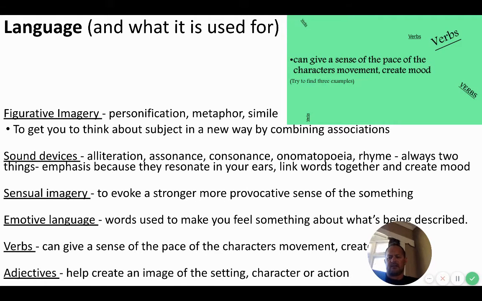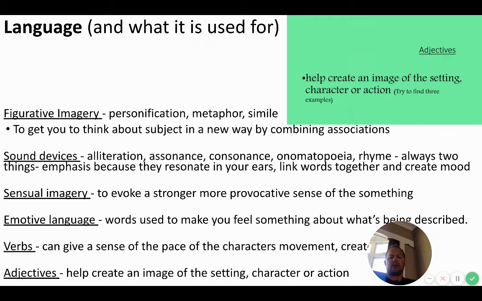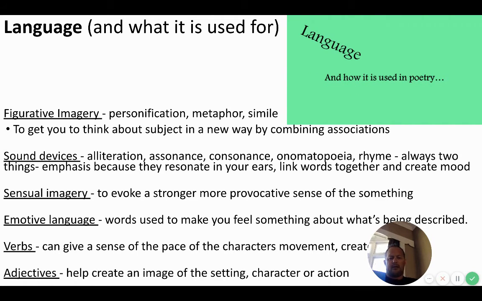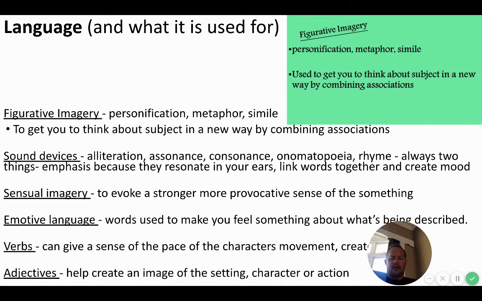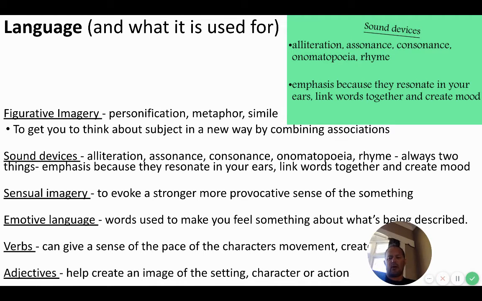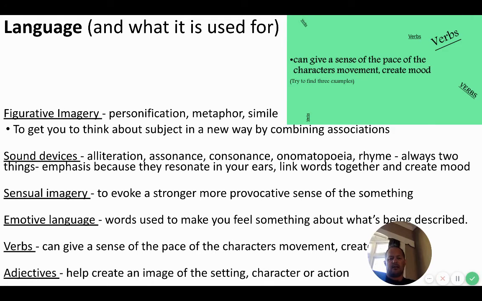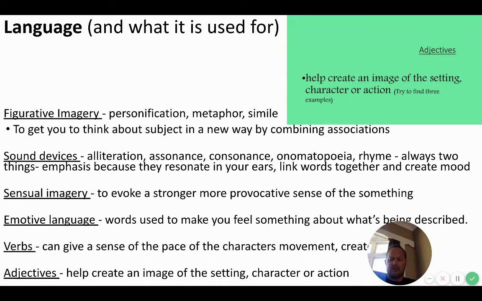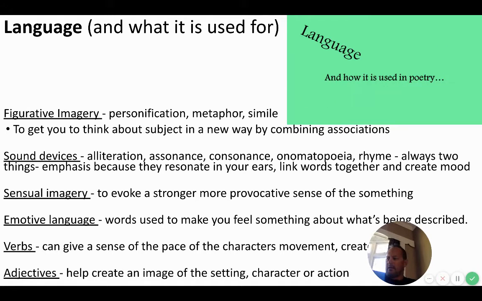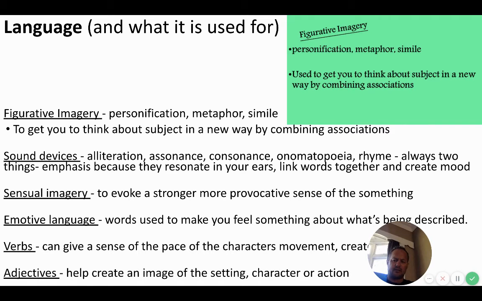We've got sound devices such as alliteration, assonance, consonants, onomatopoeia, and rhyme. There's always a couple of things, and the emphasis is because they resonate in your ears. Why has the poet used that? Because they resonate. They link words together. They create moods. Okay, so there's your answer for why the author of the poem has used those particular devices.